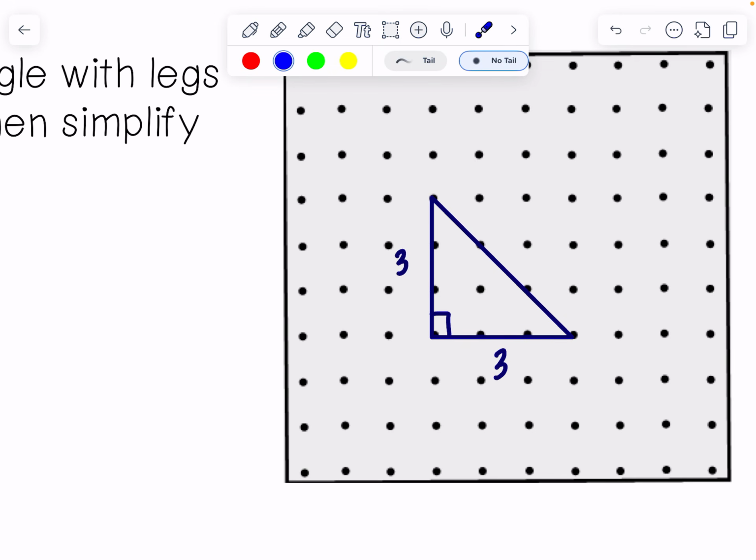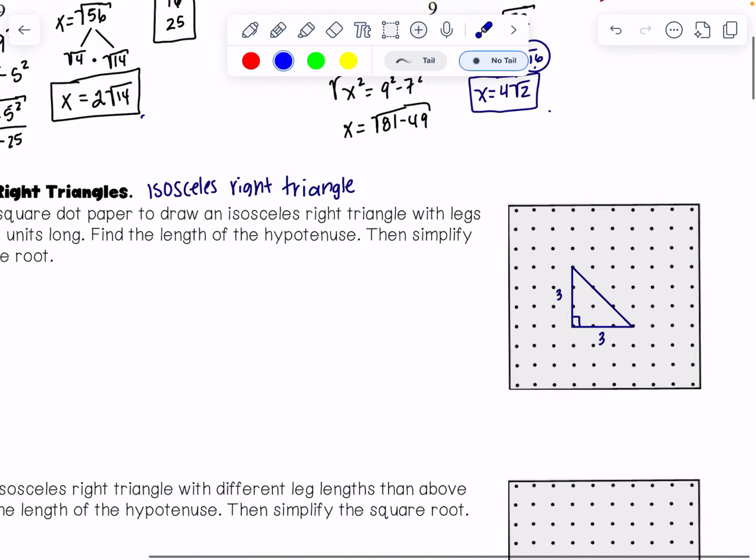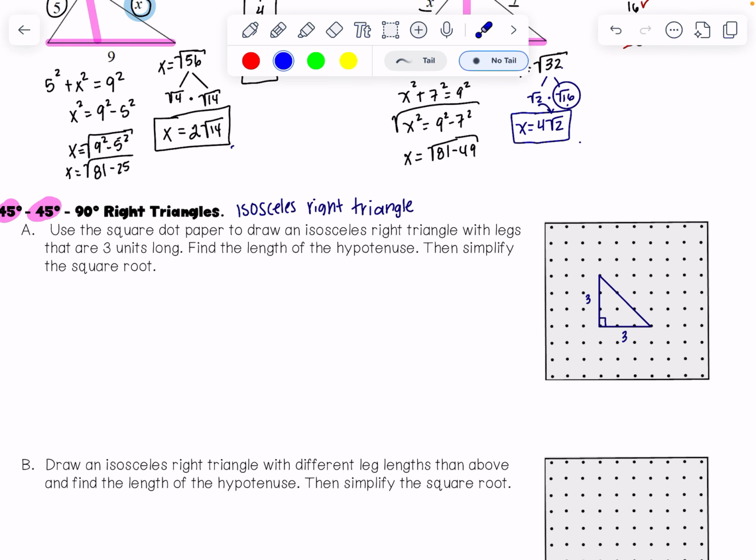So I have 3, 3, this is my right triangle. Now a lot of people like to immediately jump in and be like, oh, 1, 2, 3. But the diagonal here has to be longer because each of these are small right triangles, and we know that the hypotenuse has to be longer. So I'm just going to leave it like this and then come back over here. So with the legs 3 units long, we did that. Find the length of the hypotenuse.